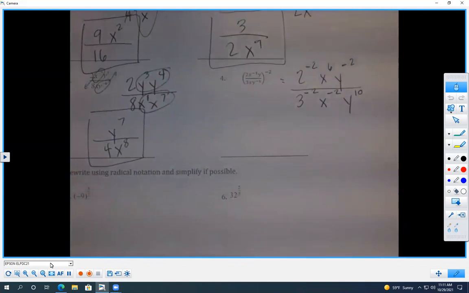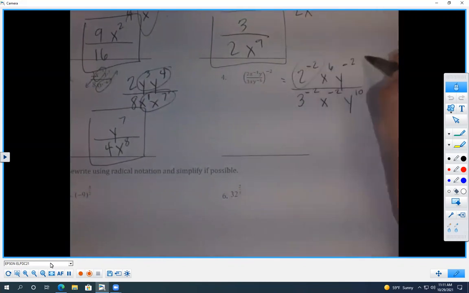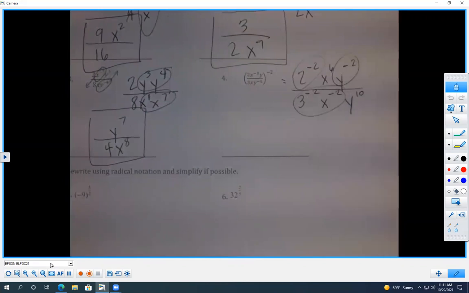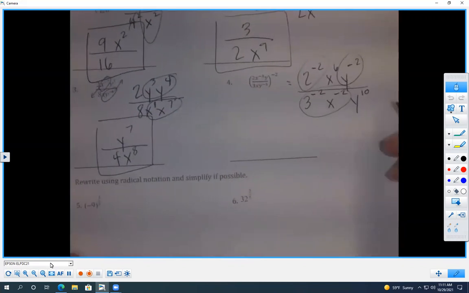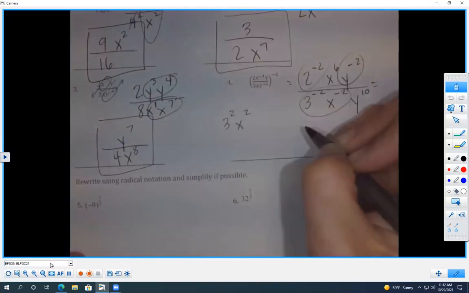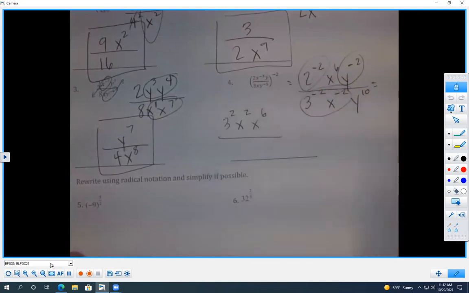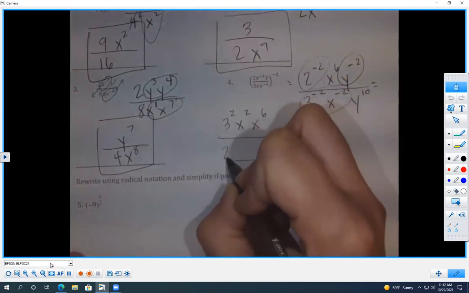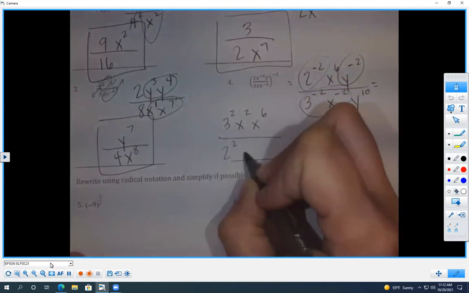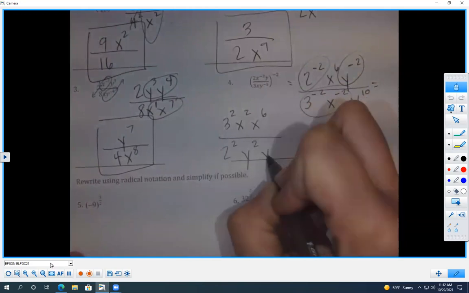From there, you want to move your negative exponents. So these 2 on top move down, these 2 on bottom move up. So when you switch everything, you get 3 to the positive 2, x to the positive 2, x to the positive 6, over 2 to the positive 2, y to the positive 2, y to the positive 10.